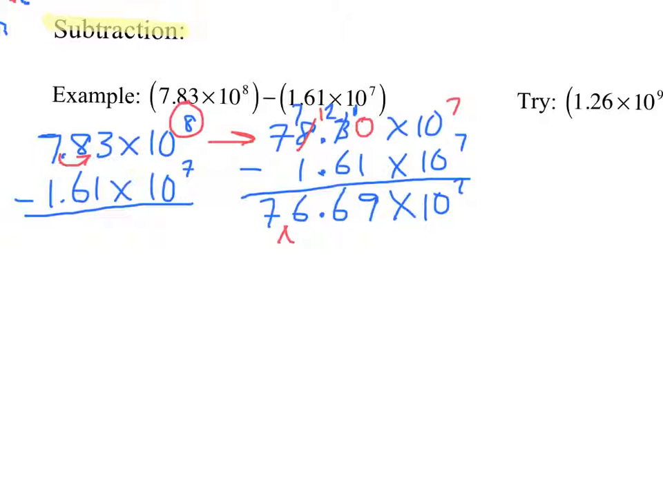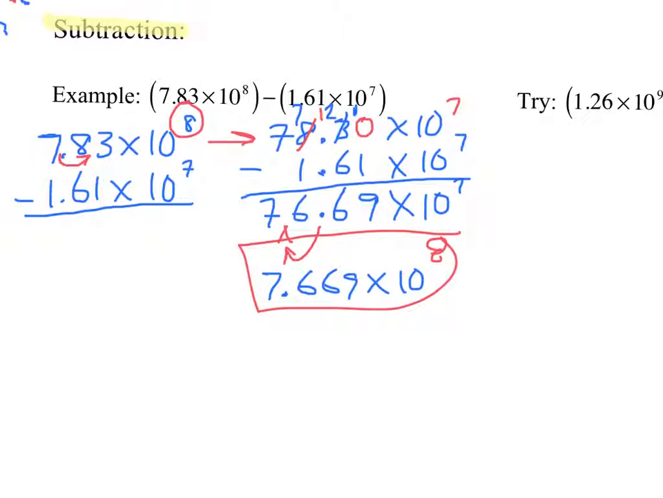by moving the decimal right behind the first number. So we have to move the decimal point one more step away, making it bigger. So our answer now becomes 7.669 times 10 to the 8th power. And that's it. Now you try this one.